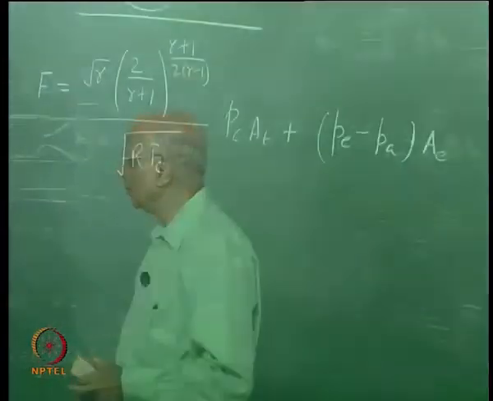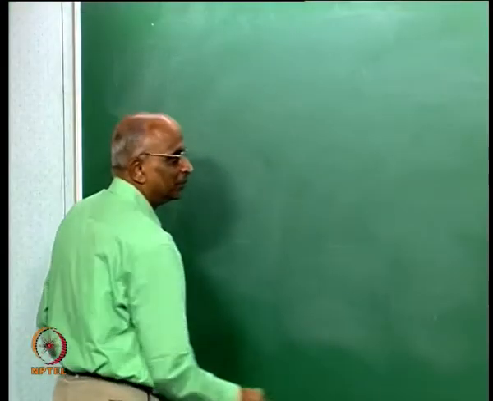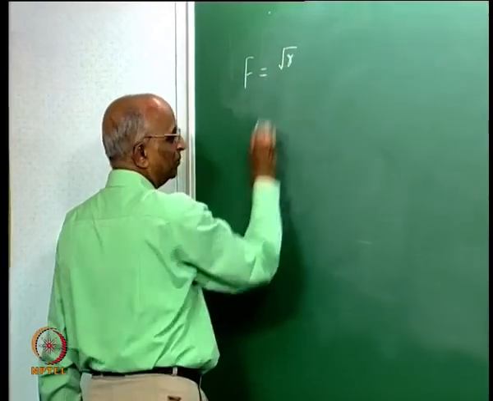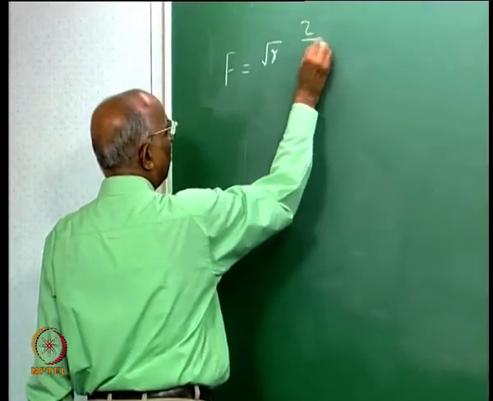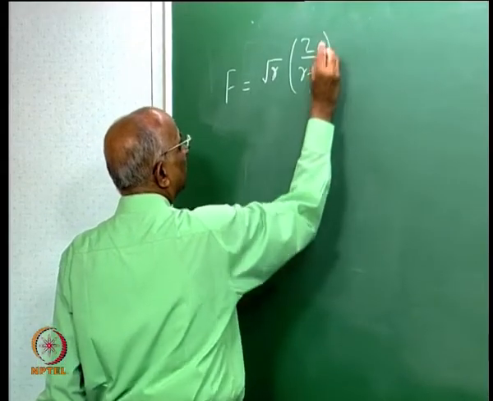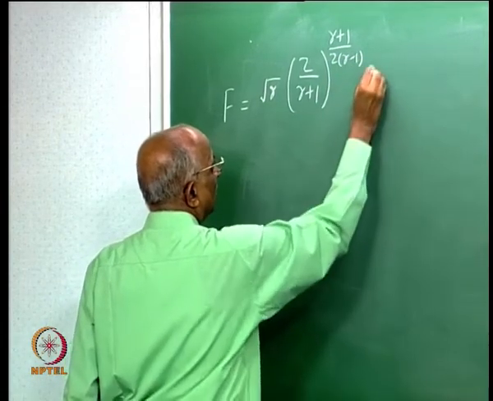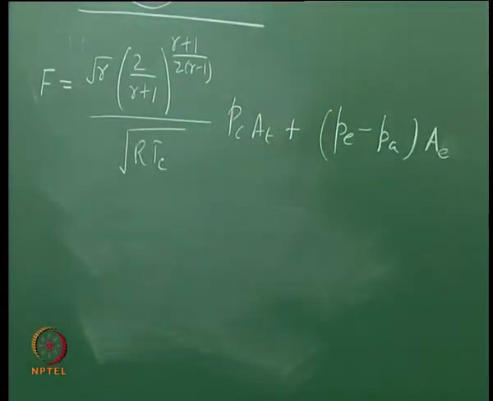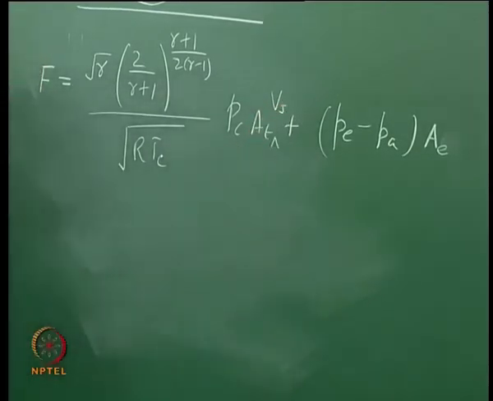Is it all right? Let us simplify that expression and get a value for the thrust generated by a rocket. F is equal to under root gamma, again we have to take it till we are totally done with it, 2 over gamma plus 1, PcAt. Where did Vj go? Vj is here. What is Vj equal to?